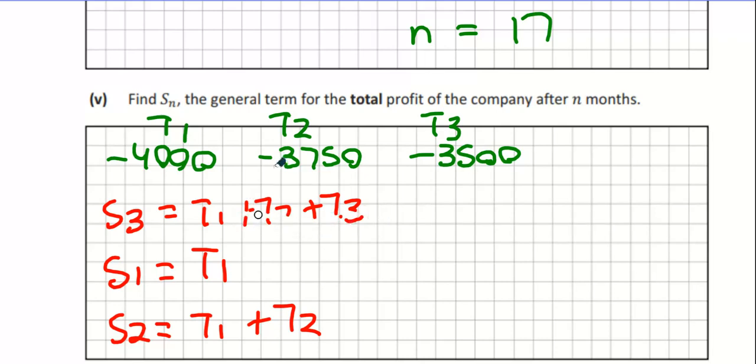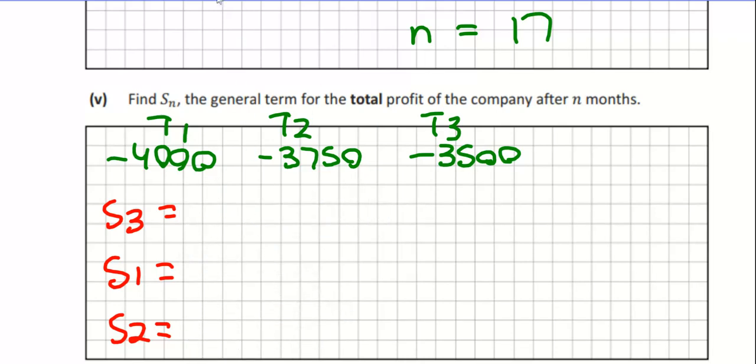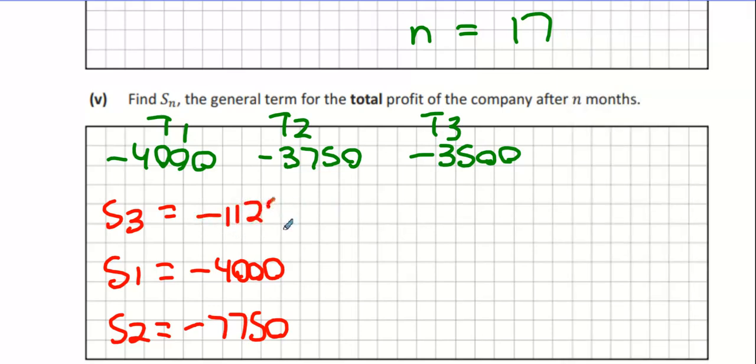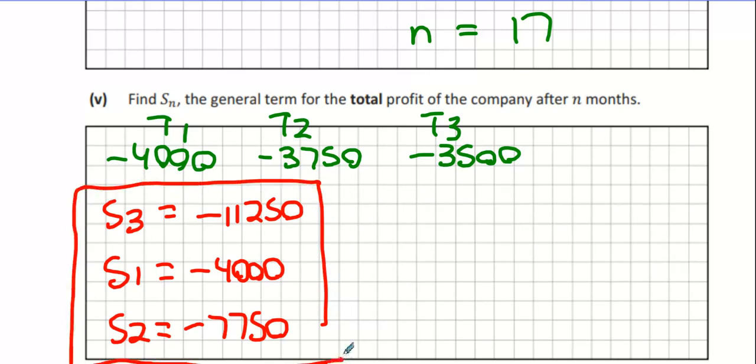So we technically already know, for argument's sake, that S1 is minus 4,000. We know that S2 is minus 7,750. And then minus 7750, take away 3,500, and we know that S3 is minus 11,250. You're going to see why I do that in a second. Okay. I'm going to use this information to check my answer.